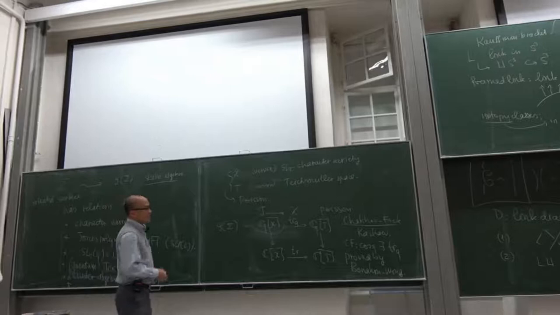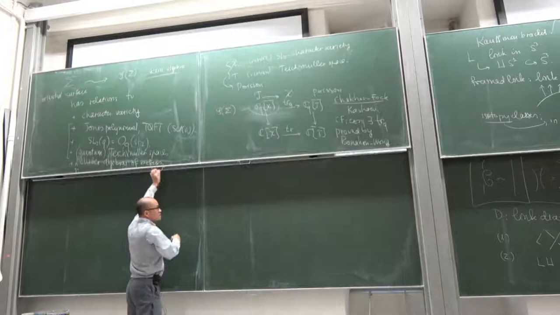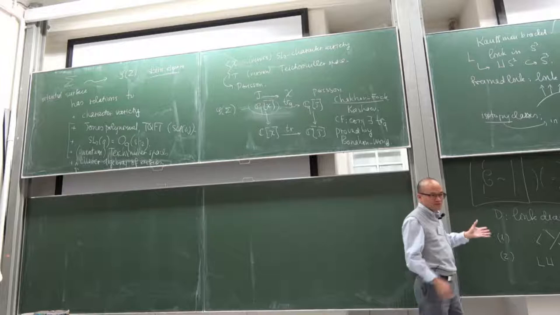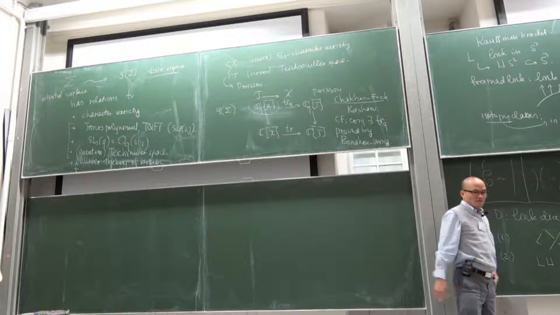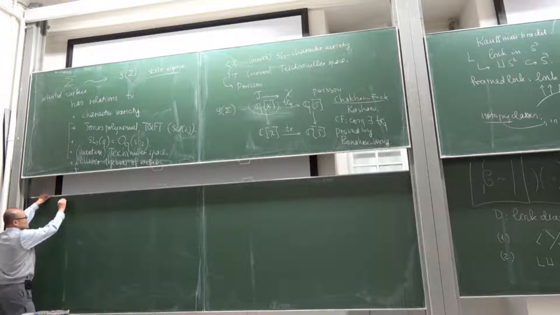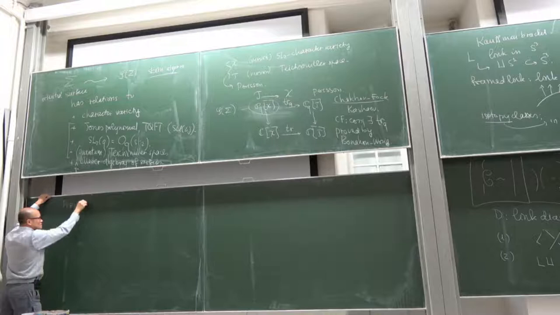And now, when Jones defined his polynomial, there was a question about how to extend the definition of the Jones polynomial to links in other three-manifolds. So Przytycki, and independently Turaev, came up with the following, the so-called skein model.